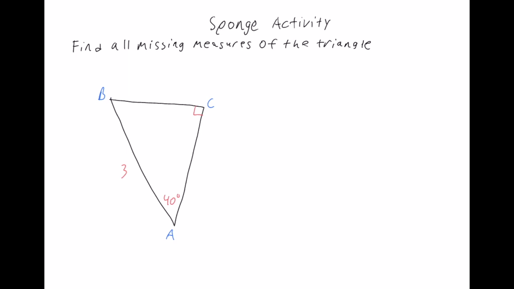Alright, now time for the sponge. I'm going to find all missing measures of the triangle. So, I give you that side AB is 3, angle A is 40 degrees, and angle C is 90 degrees. And I want you to find all the missing measures. So that would be side BC, side AC, and angle B. Find all three of those.